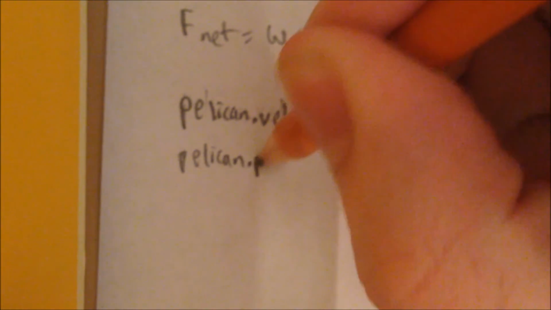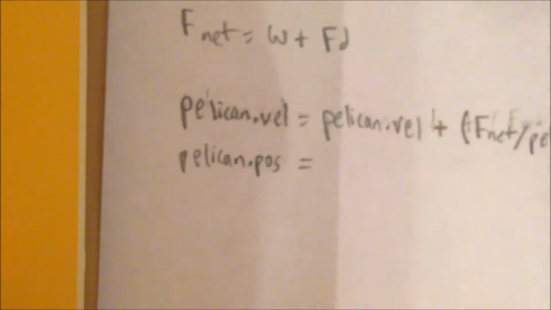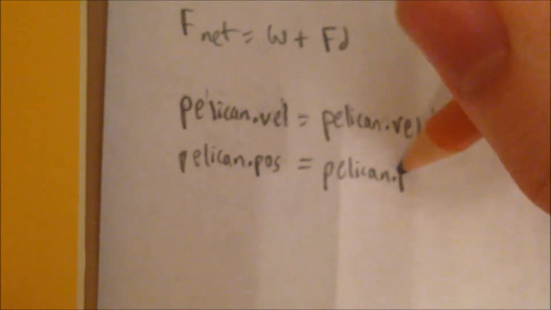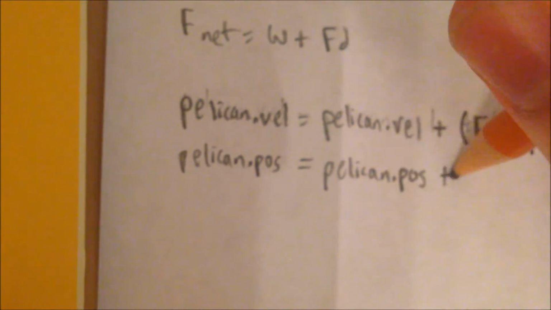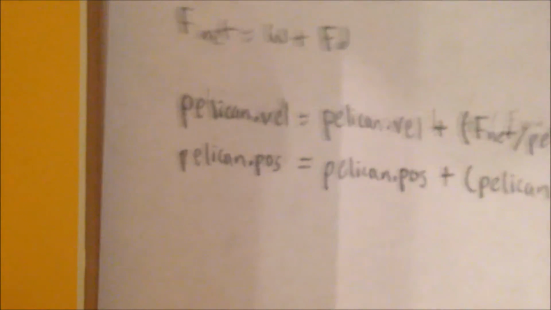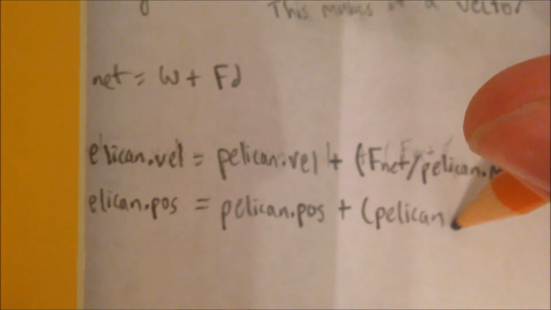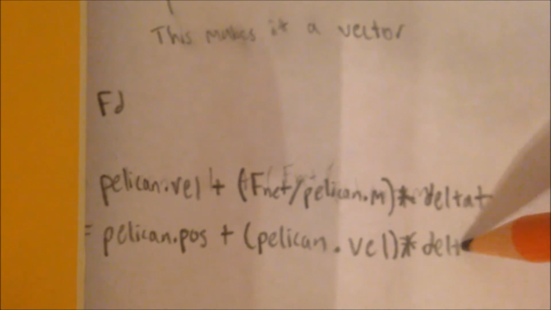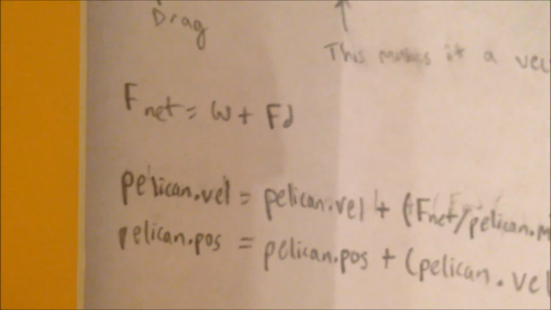And then to update the position of the pelican, we take the initial position of the pelican where it was before, and then we add on the new velocity that was just calculated in the prior step times the time step, or how much time elapses. So in our case, that would be delta t. It's the velocity times how much time that velocity was acting. That gives us the updated position.